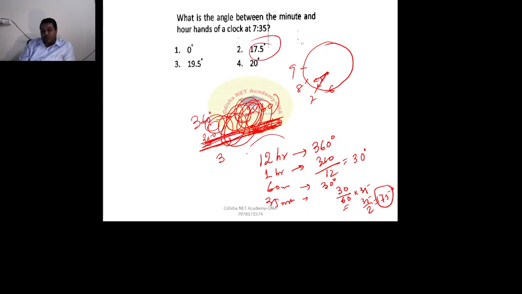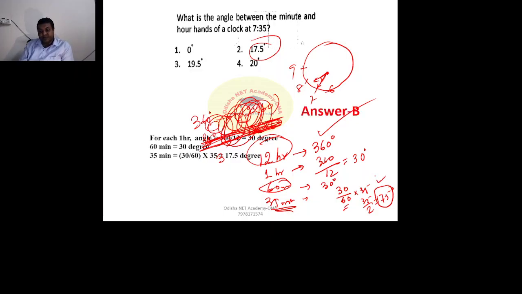Within 12 hour it creates 360 degree. So from that you can find out. Make it in minutes also, because in the question 35 minute is given, so it is 17.5 degree. Clear everybody? The same thing is written here.